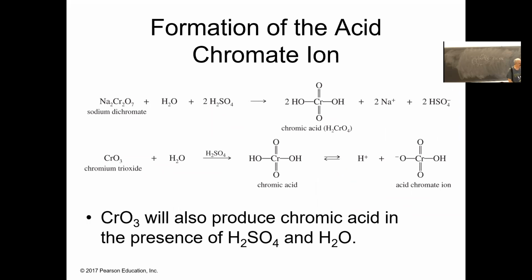Okay, so here we have the formation of the chromate ion. In the presence of sulfuric acid and water, we form two molecules of chromic acid. Chromium trioxide can also form chromic acid. And in both these cases, chromium has the +6 oxidation state.